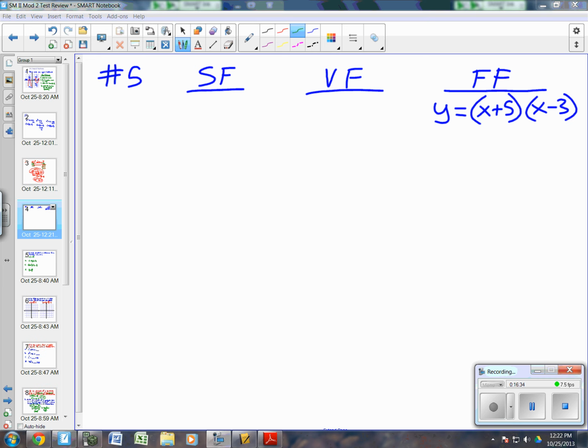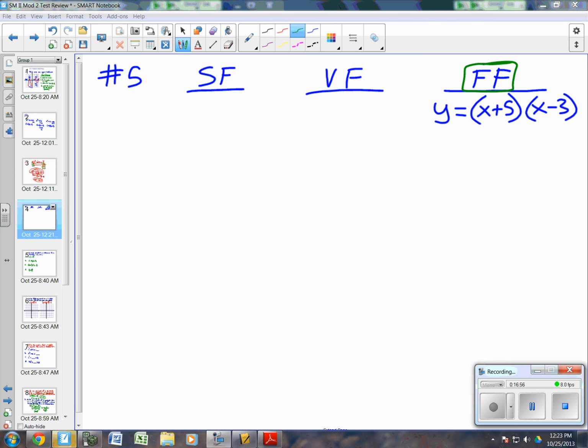All right, number 5 on the lesson 2.6 assignment gives you the factored form right over here. I put FF for factored form, VF for vertex form, and SF for standard form. You're supposed to find the other two forms. Well, standard form is easy, because what do you do to find standard form? Okay, you're going to multiply them together.